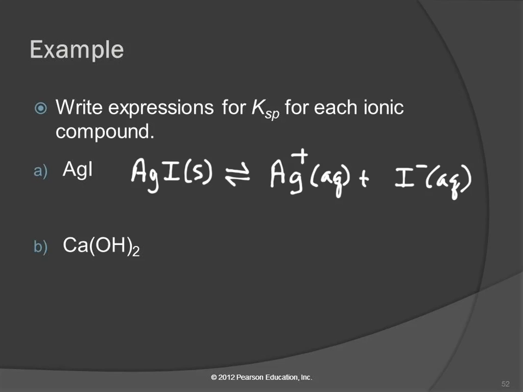So we've got our equation now. And so then we say KSP equals, equilibrium constants are always the products divided by the reactants. So there's the concentration of silver plus and the concentration of I minus. And were there any coefficients in this equation? There were not, because one silver iodide creates one silver ion and one iodide ion. And so there's no exponents in our KSP expression. So that's that one.